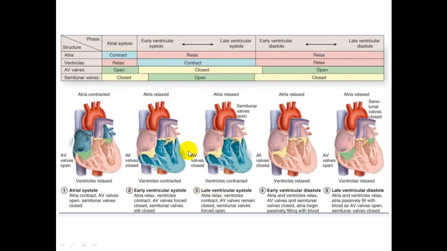This is again a table you have to look at: for each atrioventricular valve and semilunar valve, the situation of each valve during atrial systole, early diastole, late systole, early ventricular diastole, and late ventricular diastole. It's open, relaxed, contracted, closed, open. You have to read it, please. See you soon.